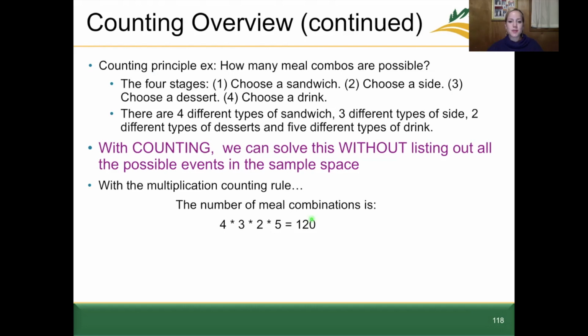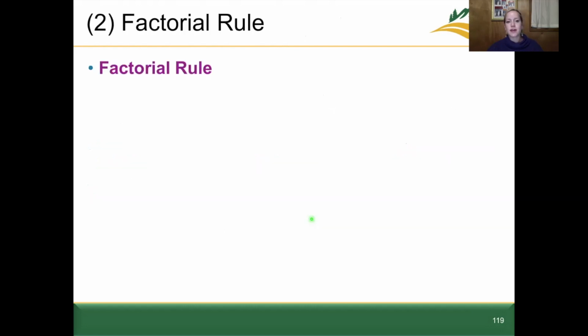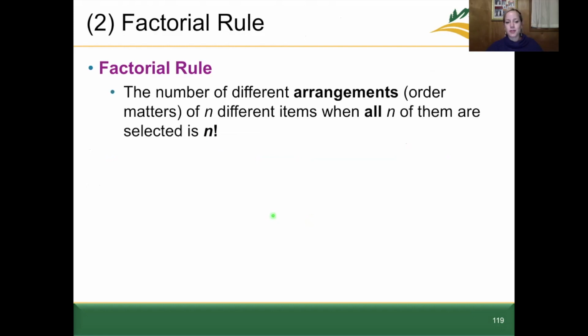So that was the multiplication counting rule. Next, we're going to cover the factorial rule. You'll notice there are examples we're going to go through together and also examples you can do on your own. So here for the factorial rule, we have the number of different arrangements where order matters of n different items when all n of them are selected is n factorial.